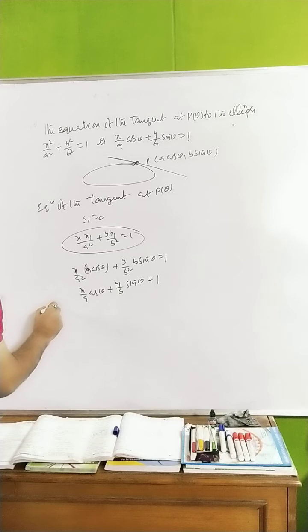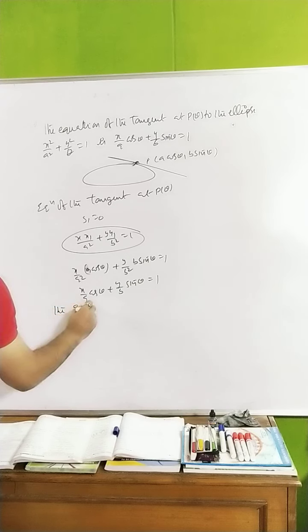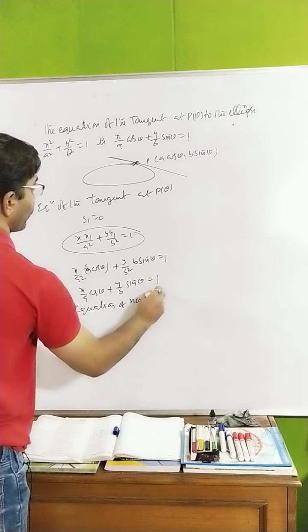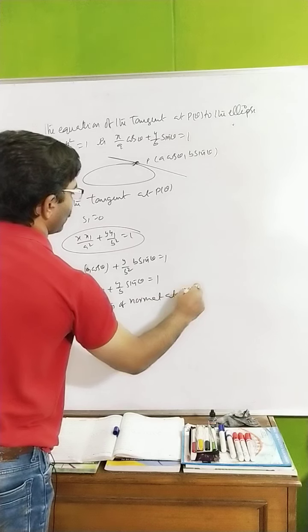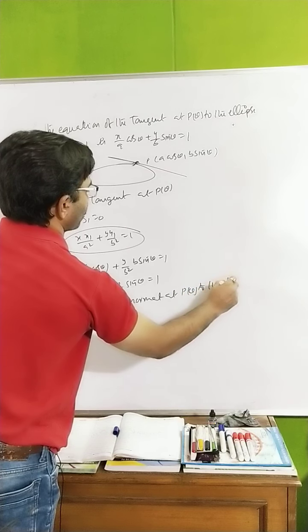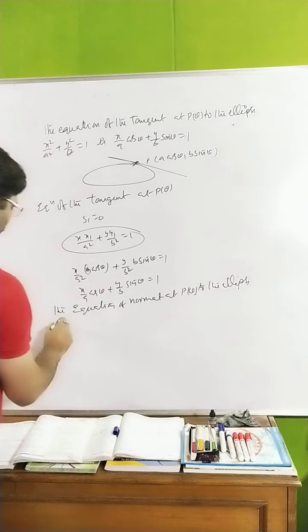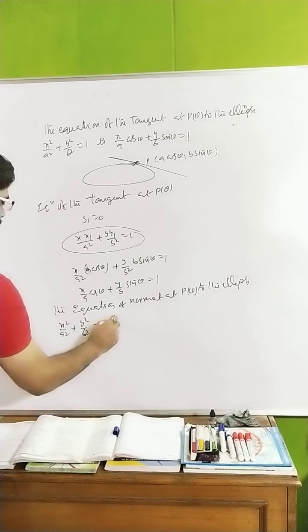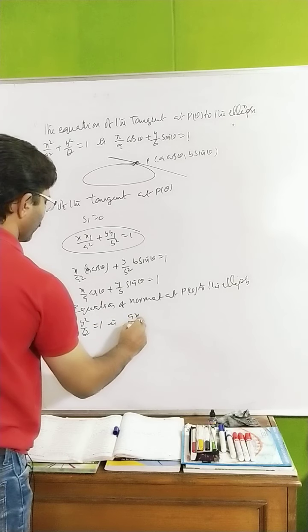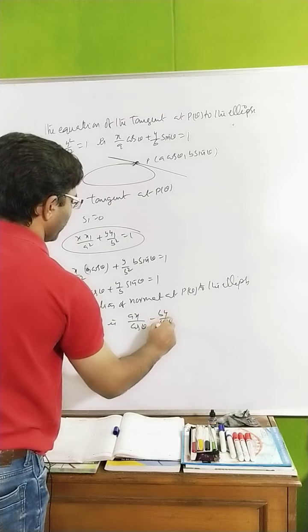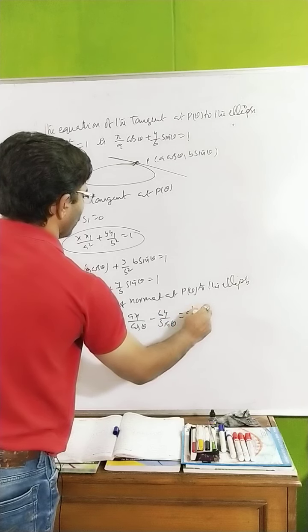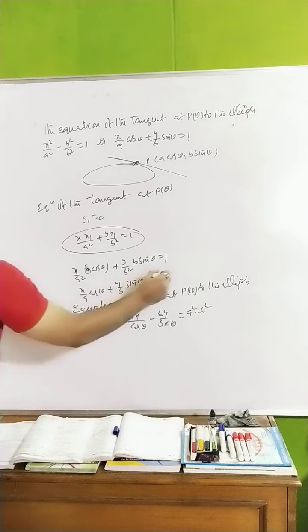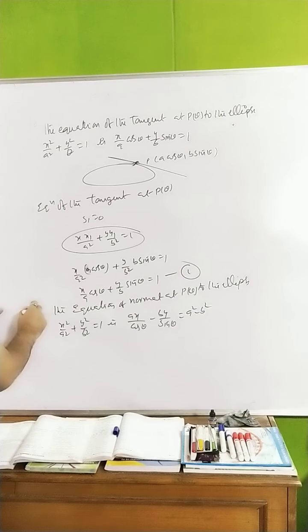In the same way, suppose we want the equation of the normal at P(theta) to the ellipse x square by a square plus y square by b square equal to 1. It is ax by cos theta minus by by sin theta equal to a square minus b square. How? Very simple, because we got the equation of the tangent here, and the normal we are going to find from it.